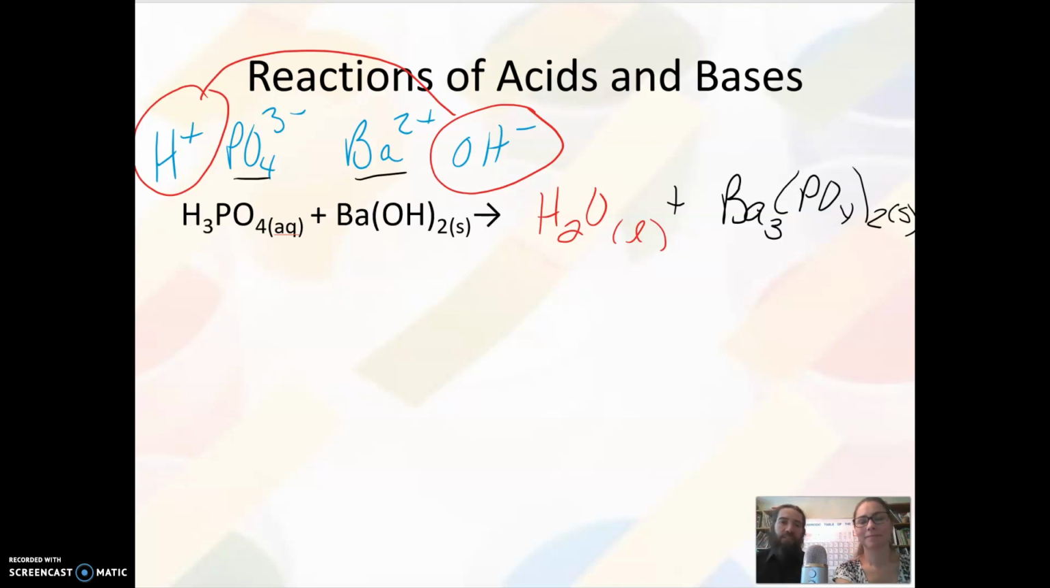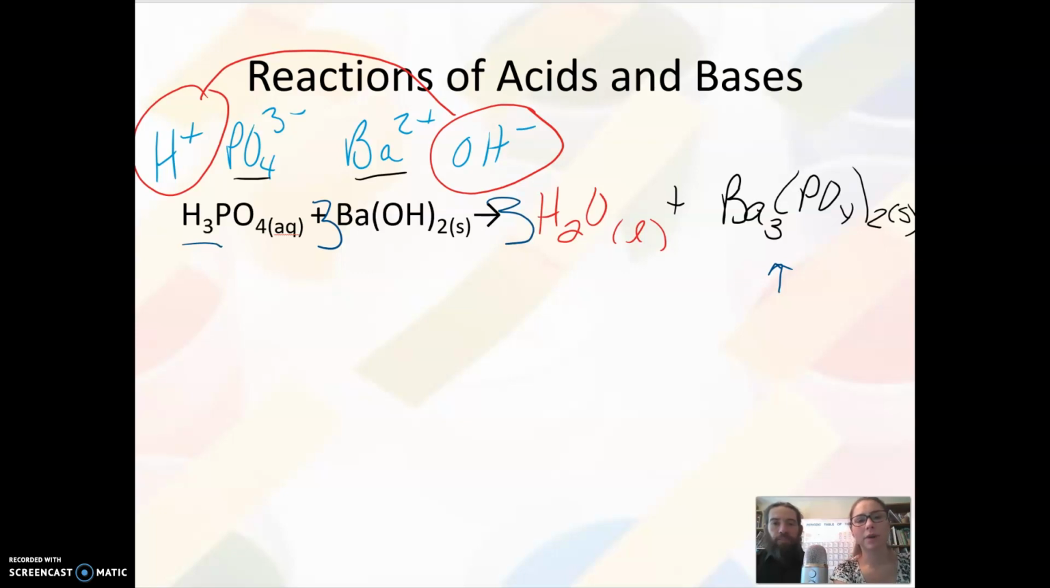So we could call this an acid-base reaction. We could call this a precipitation reaction. And I'm going to call it an unbalanced reaction. Let's balance this reaction. We've got 3 bariums over here, and I only have 1 over here. So I'm going to start with doing a 3 in front of that. That means that I have 3 hydroxides. I need 3 hydroxides with 3 hydrogens to make 3 waters.